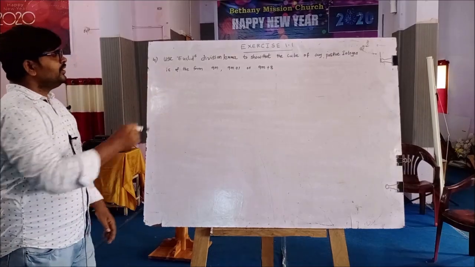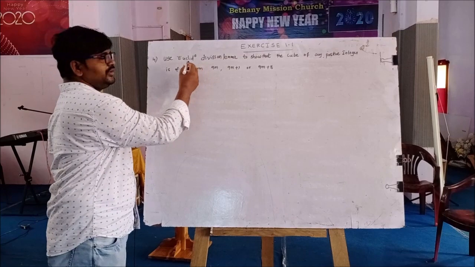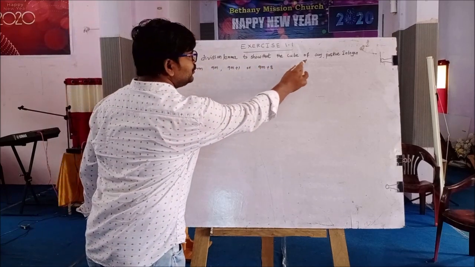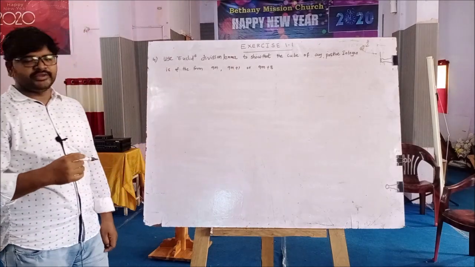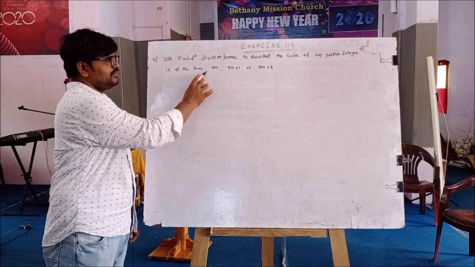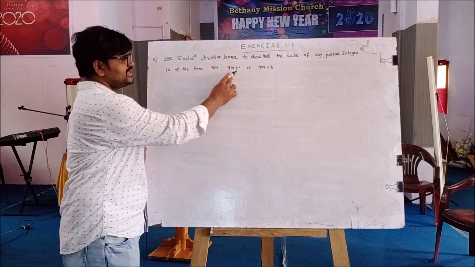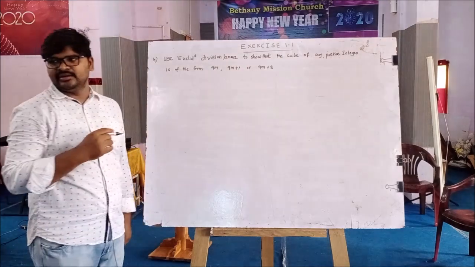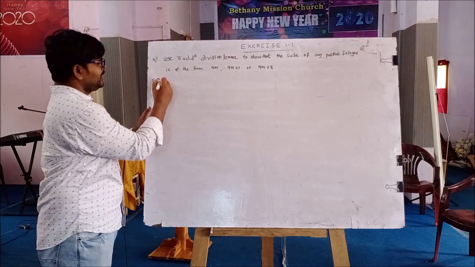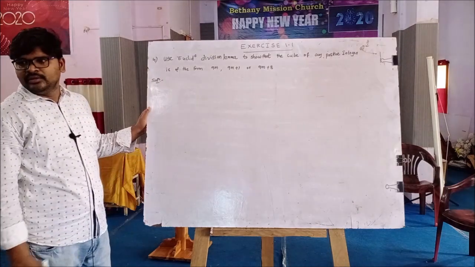Question. Use Euclid division lemma to show that the cube of any positive integer is of the form 9m plus 1 or 9m plus 8. Solution.